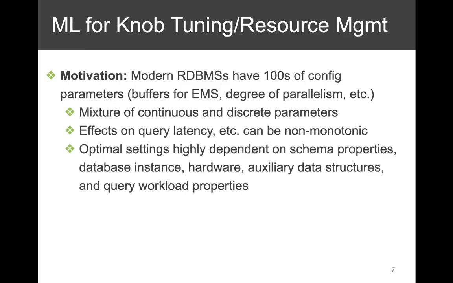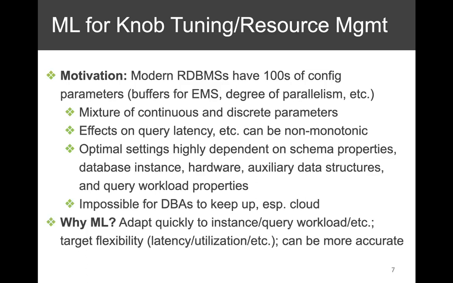Okay, so these optimal settings are highly dependent on schema properties, the instance values, the hardware that you're utilizing, availability of auxiliary data structures like indexes, and workload properties of the queries. Is it read-write? Is it read mostly? Does it involve a lot of joins? Does it involve a lot of aggregates? So it's a very complex problem, and it's impossible for database administrators to keep up with this and keep delivering optimal knobs efficiently over time. And in the cloud setting, it becomes even more complicated because system or hardware configuration can evolve quickly. And this is where ML can help.